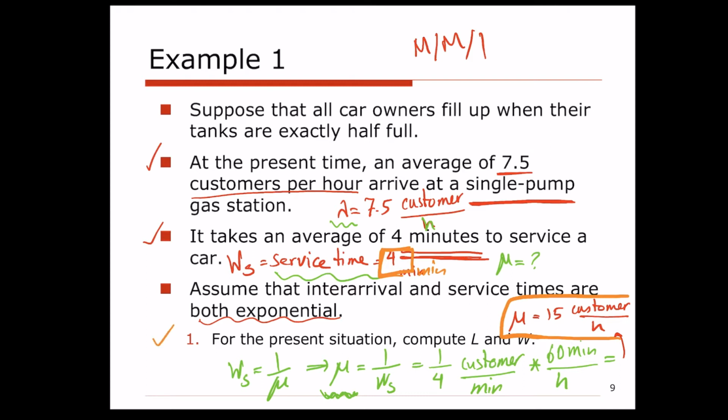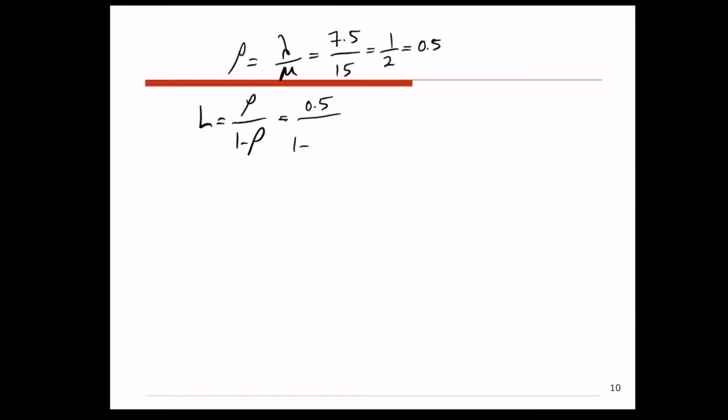In the first question, we are asked to calculate L and W for this system. L is the average number of people in the system, and W is the average time that these customers or cars spend in the system. The formula for L is rho over 1 minus rho. Rho equals lambda over mu. Lambda is 7.5, mu is 15, so this is 1 over 2 or 0.5. That's the value of rho. If I put that value in the formula for L, it is 0.5 over 1 minus 0.5, which equals 1. So on average, there is one customer or one car in the system.